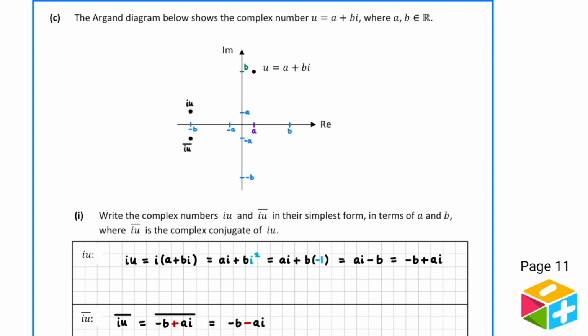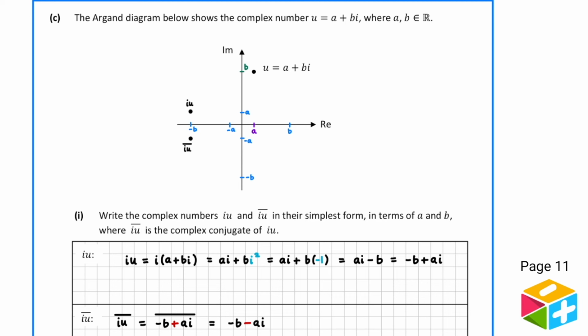Now, let's think about IU conjugate. Well, we've just found IU. It's minus B plus AI. To find the conjugate of a complex number, we must change the sign of the imaginary component. So here, all we have to do is change the plus AI to a minus AI. So our answer here is minus B minus AI.